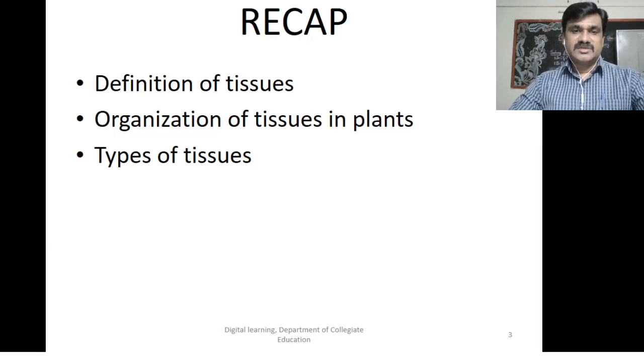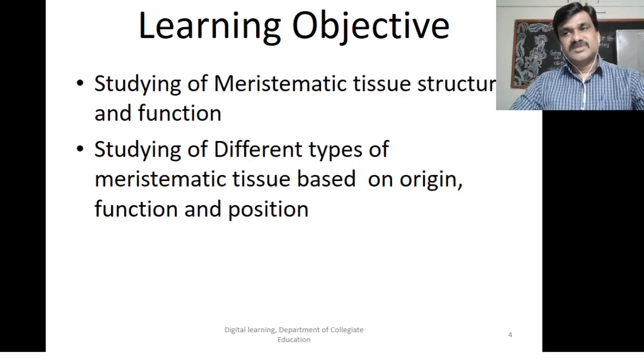Before entering the session, we will just recall the previous session topic, that is definition of tissues. So what is a tissue? Tissue is a group of cells that have common origin performing the same function. And organization of tissues in plants. Tissues are organized in all the parts of the plants. And types of tissues. Generally, the tissues are classified into three types, that is meristematic tissue, permanent tissue, and secretory tissue. In this class, we are going to study about the meristematic tissue.